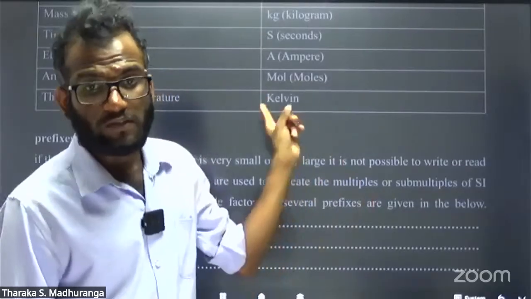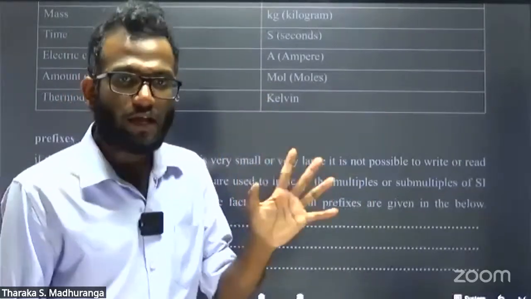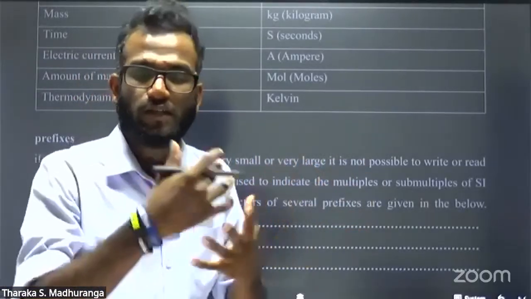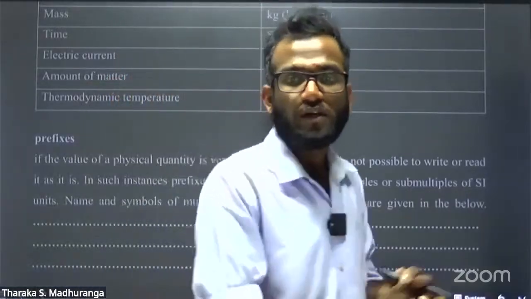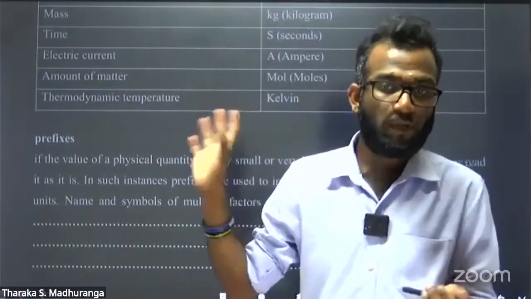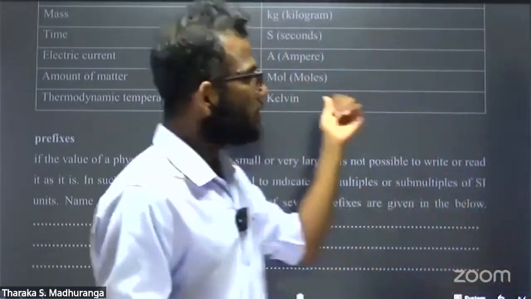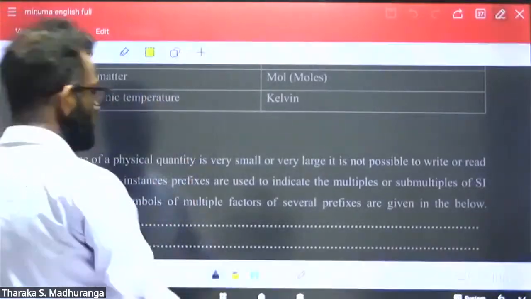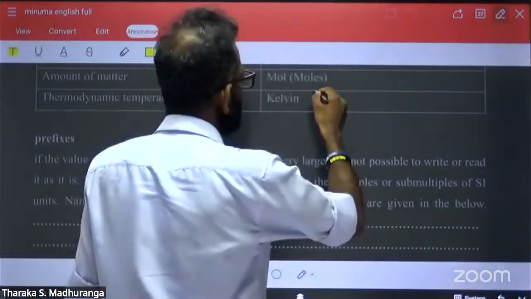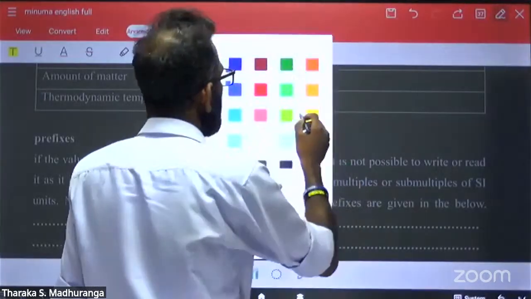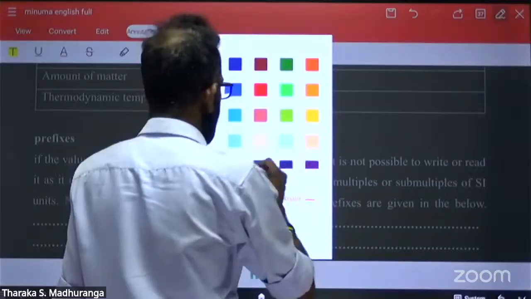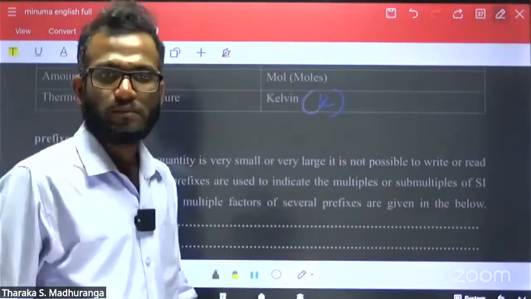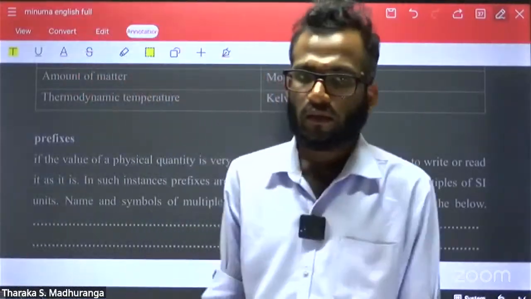The standard unit is Kelvin. Sometimes students think the standard unit for temperature is Celsius, because Celsius is the unit that we use frequently to measure temperature. But you have to remember the standard unit is Kelvin. Its symbol is K. Capital K.